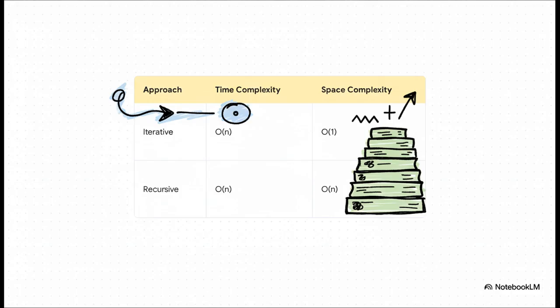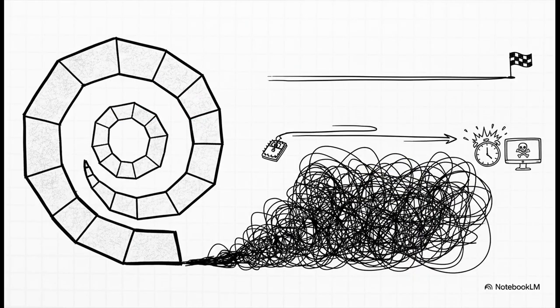But the recursive one, O of n. Its memory usage grows right along with the input. And why? It's because of all those bookmarks we left on the staircase. Each one takes up a little bit of space. So, okay. Recursion costs a little memory for factorials. Big deal, right? Well, let's move on to our next example, the Fibonacci sequence.